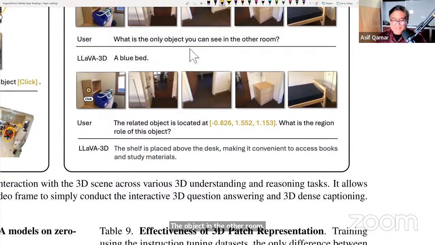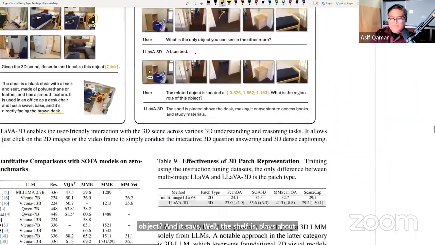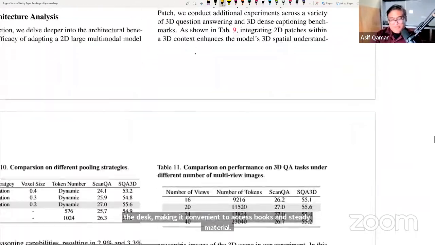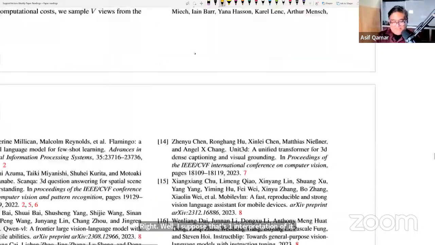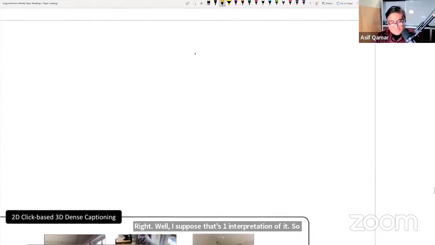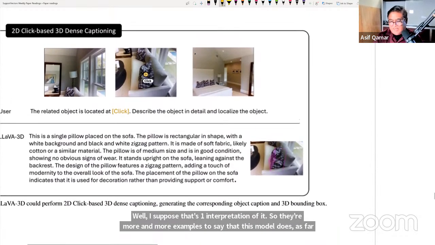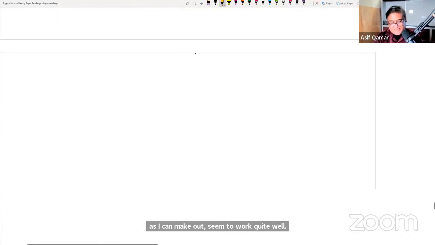And the related object is located at blah. What is the region role of this object? It says, well, the shelf is placed above the desk, making it convenient to access books and study material. Well, I suppose that's one interpretation of it. There are more and more examples, but suffice it to say that this model does, as far as I can make out, seem to work quite well. Some of these are actually a little bit hard. Nevertheless, it manages to get it right.